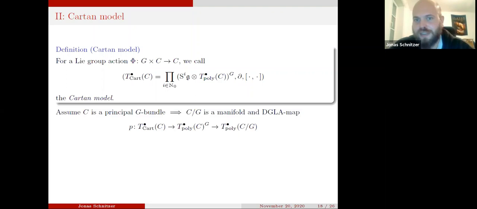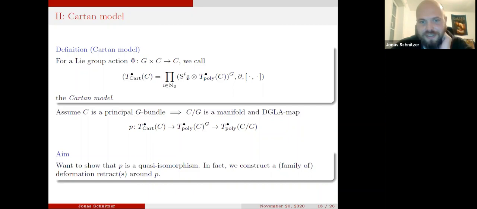But we know more. We know that we have a map from the multivector fields from the Cartan model above to the multivector fields on the quotient, which is basically working like this. I project an element to the factor with 0 degree in G star, in G, sorry, in the symmetric algebra G. And then what I get is just an invariant multivector field. And invariant multivector fields are projectable. And then I project it.